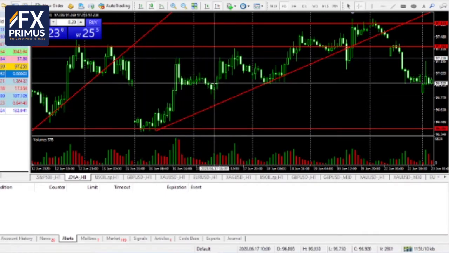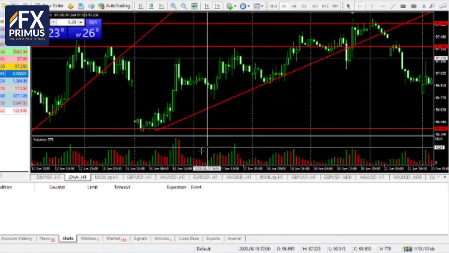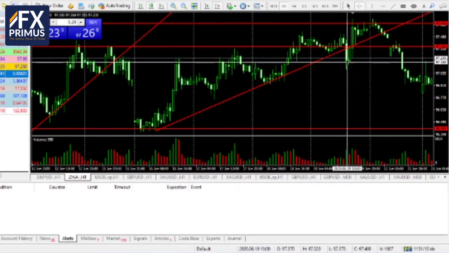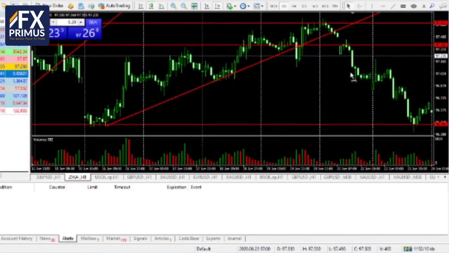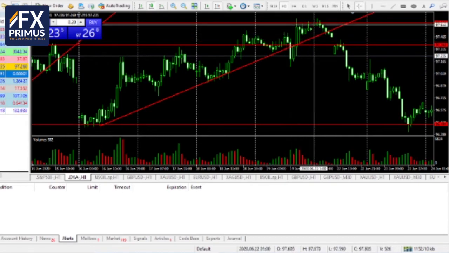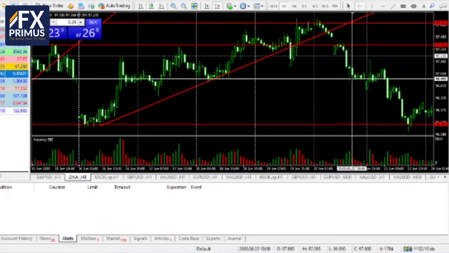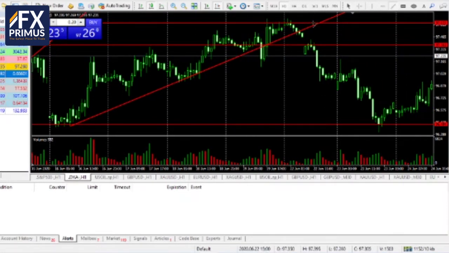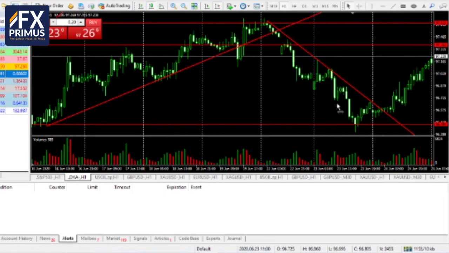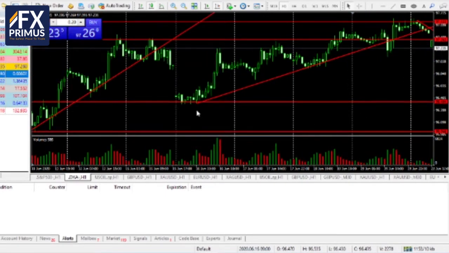bullish, going up for 1 day, 2 days, 3 days, 4 days, since the 16th of June until the 19th of June. And as of Monday, the US dollar has broken through this bullish trend line and has been going down. After it went down for about 1 day or 2 days, the US dollar actually managed to find support back here again.